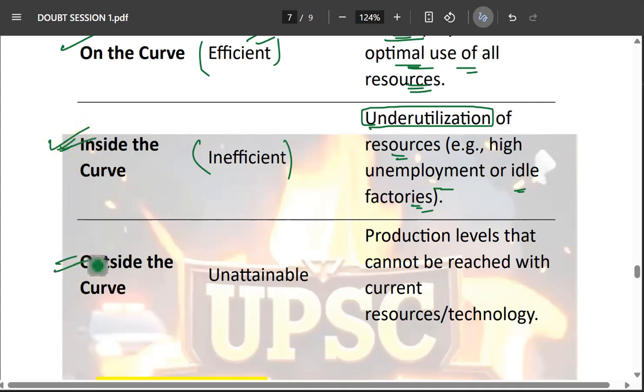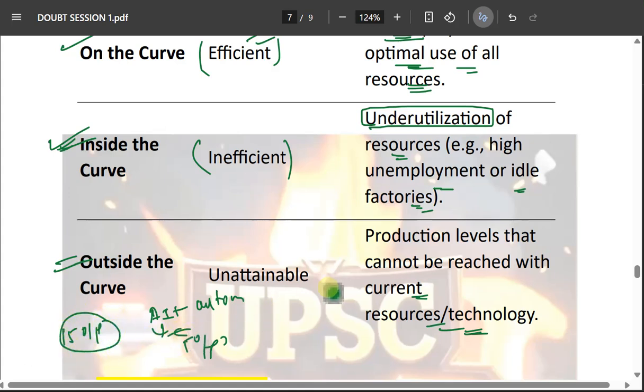Outside the curve means exceeding the levels: production levels cannot be reached with the current resources or technology. Okay, I have used AI and all kinds of technology like automated machines, but I am producing only 5 output. Other companies not using anything are able to produce 15 outputs. So it is unattainable, meaning the production levels cannot be reached with current resources or technology, and I am failing to do this. Okay, this is called the production possibility frontier.